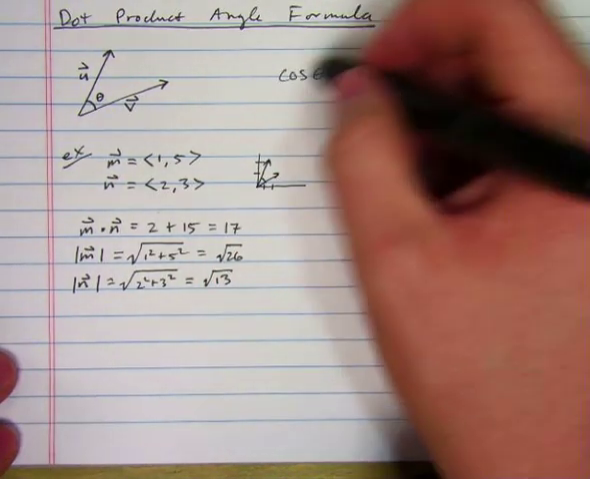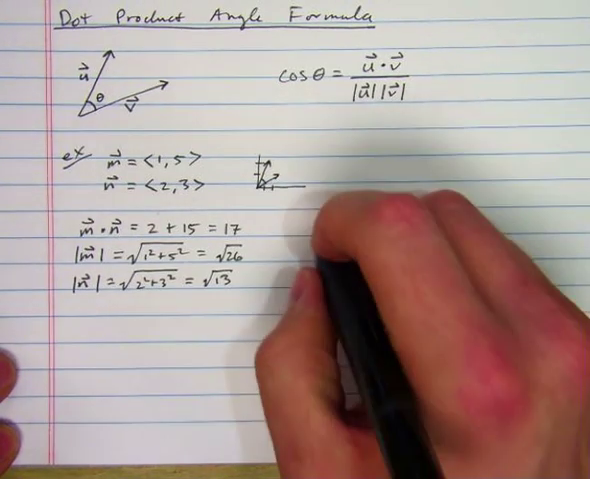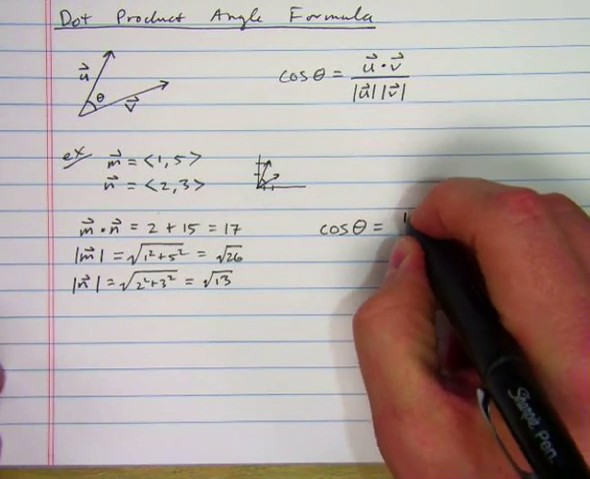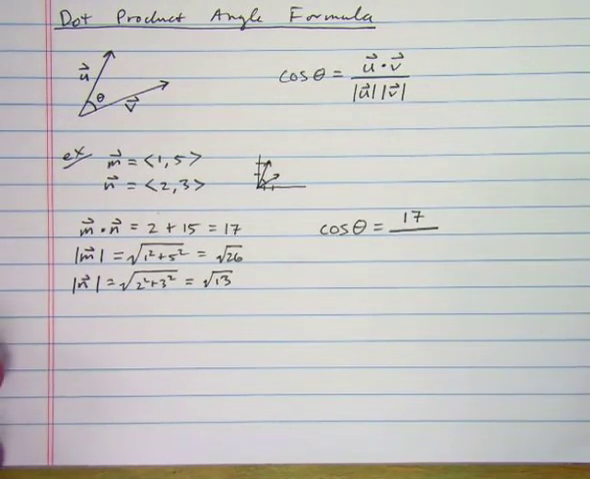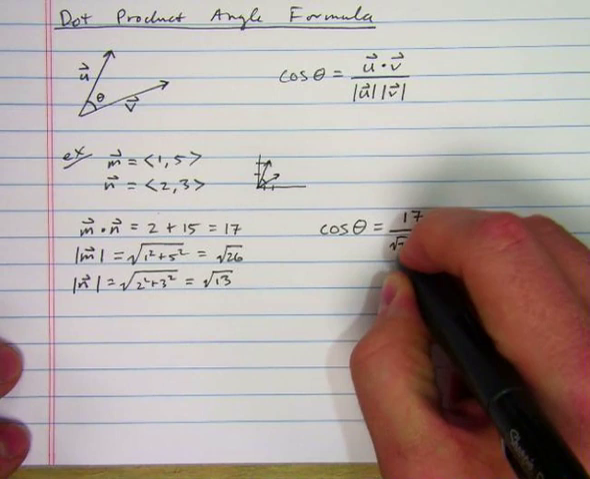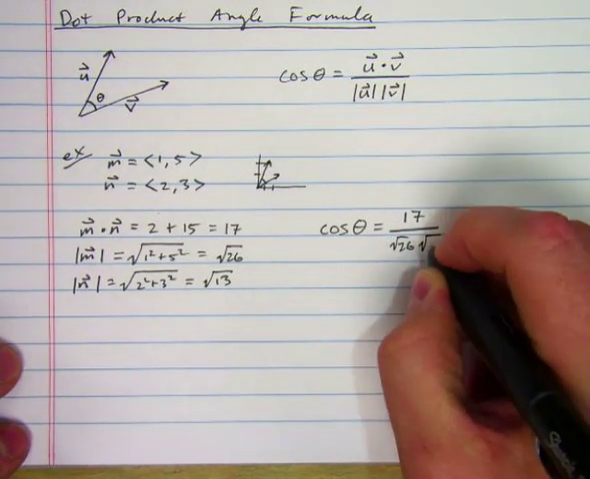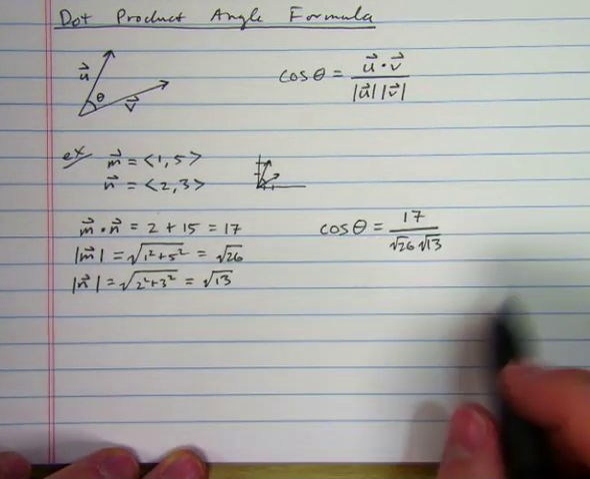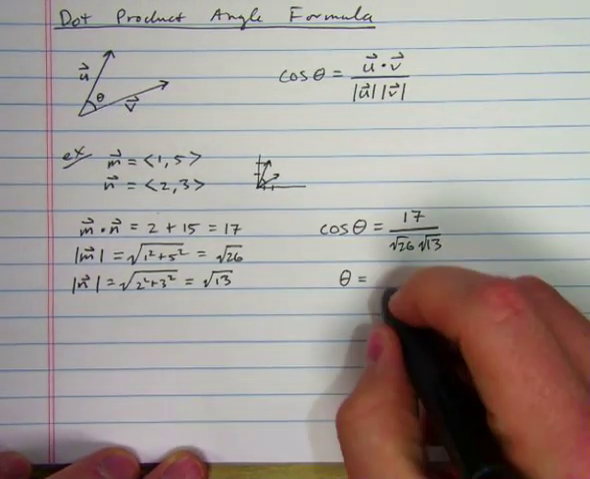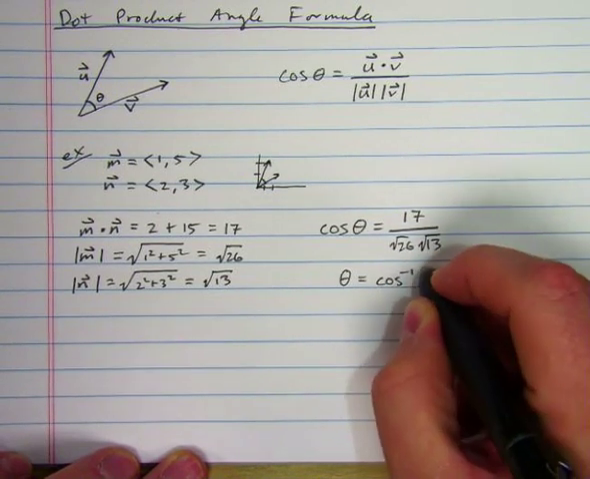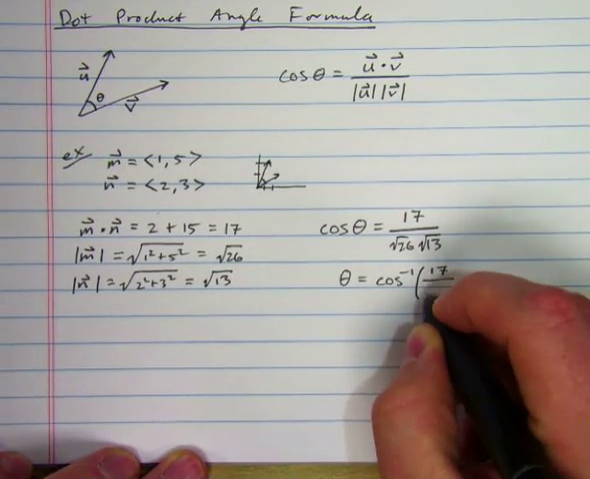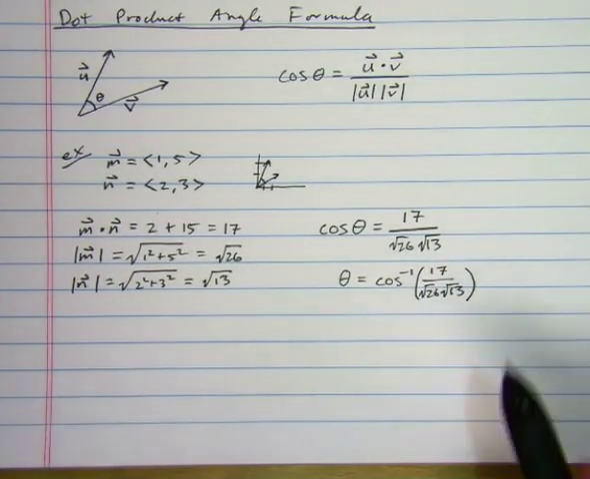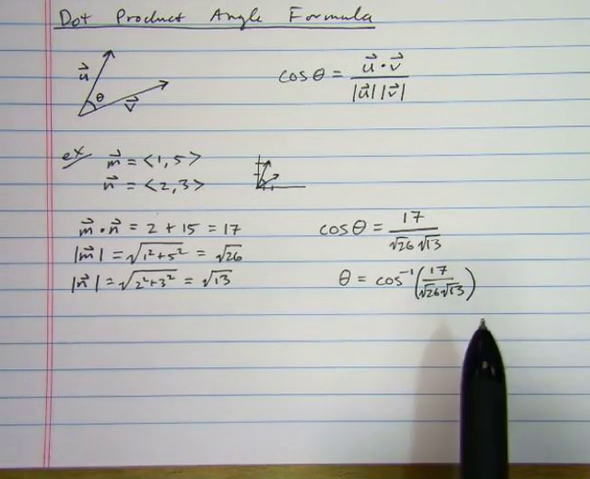And so now I'm going to take this right here and I'm going to use these numbers, plug them in. So cosine of theta equals, on top the dot product is 17. Now on the bottom the magnitudes are the square root of 26 and the square root of 13. Now I need to find this angle, so I have to do cosine inverse. So theta is going to be the cosine inverse of 17 divided by the square root of 26, the square root of 13.